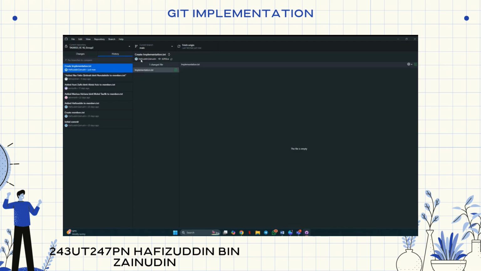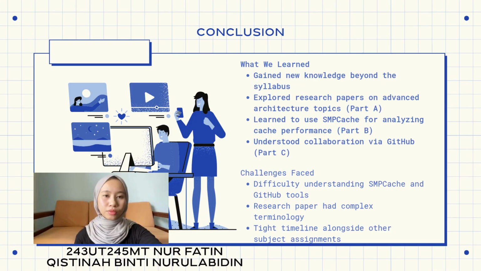To conclude our project on computer architecture and organization, we gained a lot of knowledge beyond our syllabus. In part A, we studied a complex research paper which helped us understand advanced topics in architecture. In part B, we explored SMP cache software to analyze cache performance in multiprocessor systems. Part C introduced us to GitHub, where we learned how to collaborate and manage source code with others.